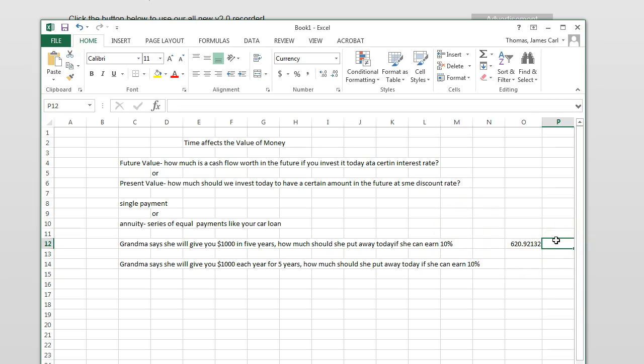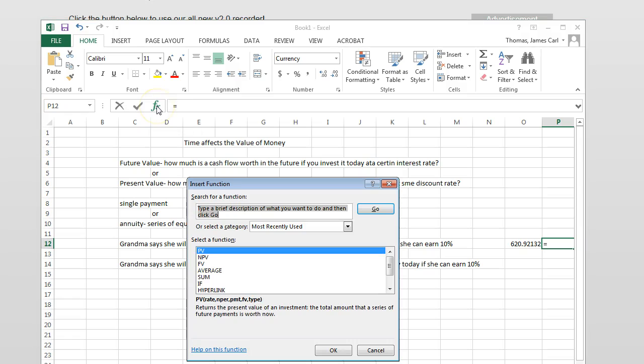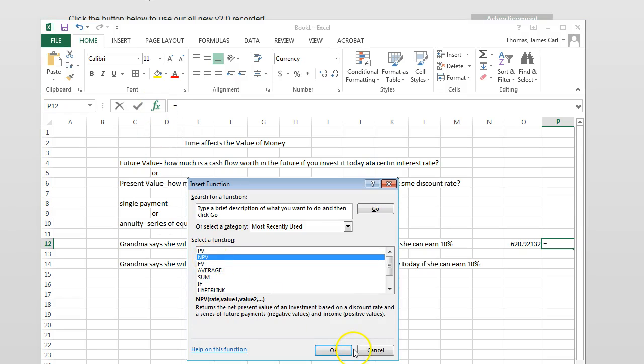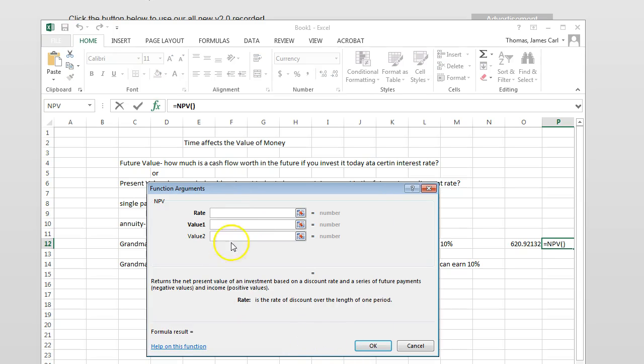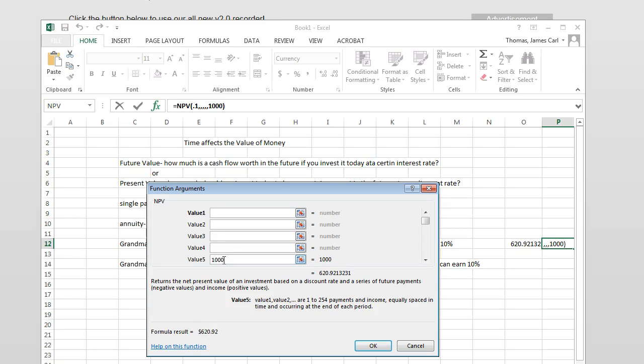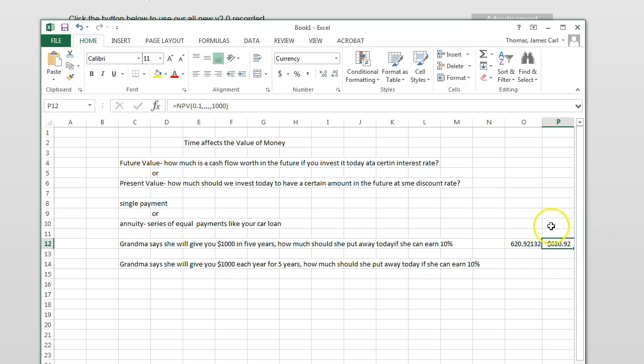Okay. Another way we can do this is to run net present value. That's a function, so I just want to show you a few things. NPV, click OK. Our rate here is 10%, 0.1. The value is going to be at the end of the 5th year, so the value at the end of the 5th year is going to be $1,000. That tells us the same thing. If Grandma puts away her $621, she's going to be able to give you that check or cash, depending on what you like, of $1,000 in 5 years.